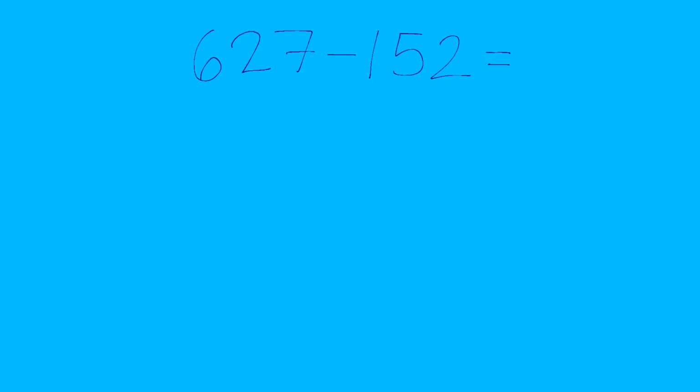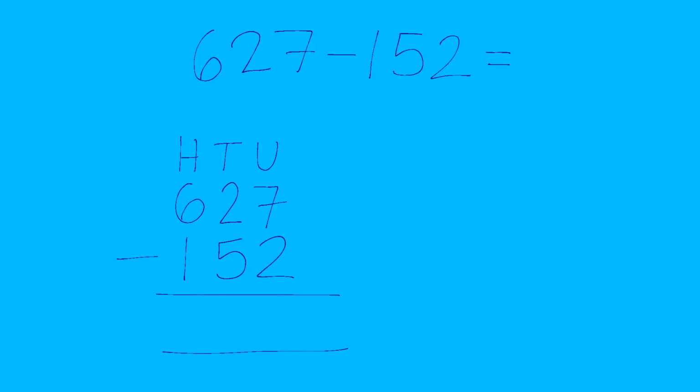Okay, hopefully you set it out like this. Starting with the units, we have 7 subtract 2, which is 5. The tens column, we've got 2 subtract 5, which we can't do. So we're going to move to the hundreds, take away 1 from there, leaves us with 5, and give that 1 that we've borrowed here. Now we've got 12 subtract 5, which is 7. And then the hundreds, 5 subtract 1, which is 4, giving us an answer of 475.